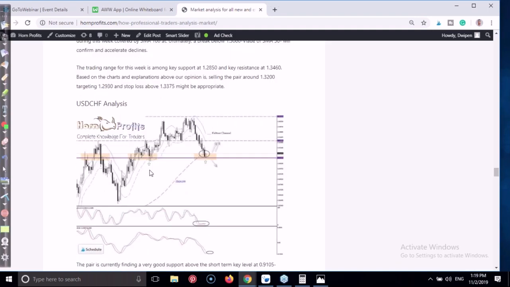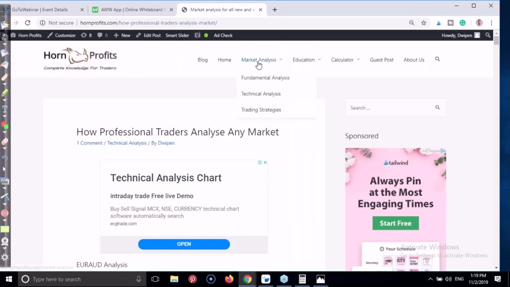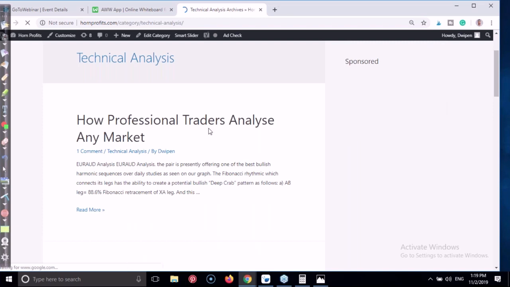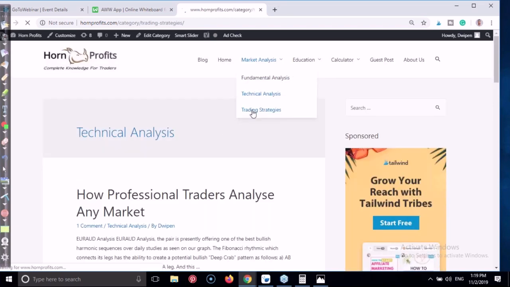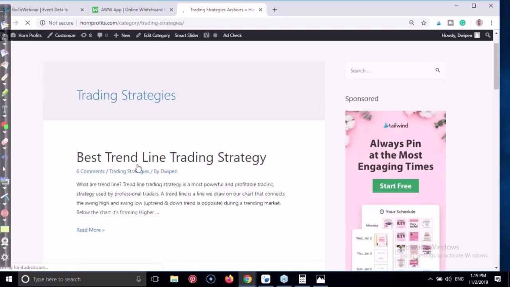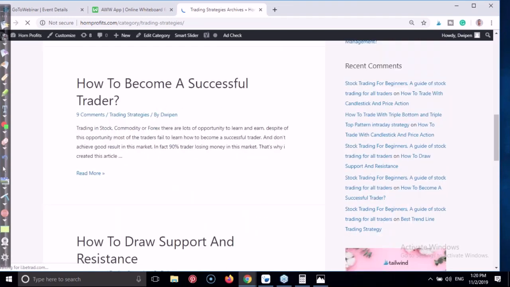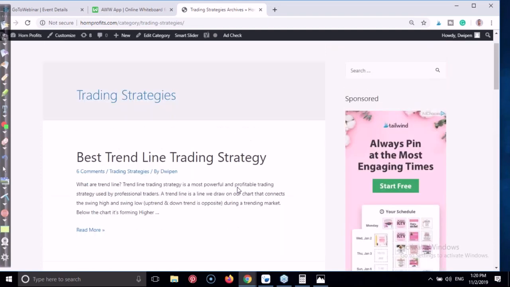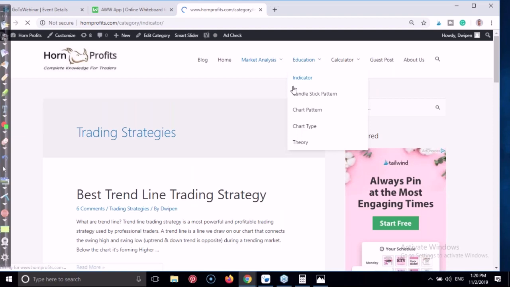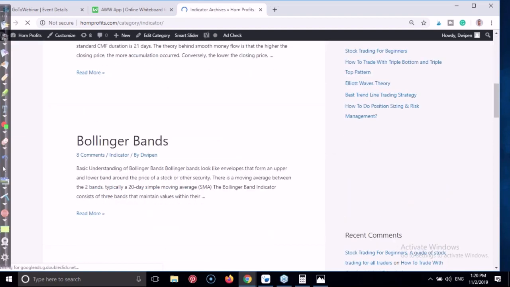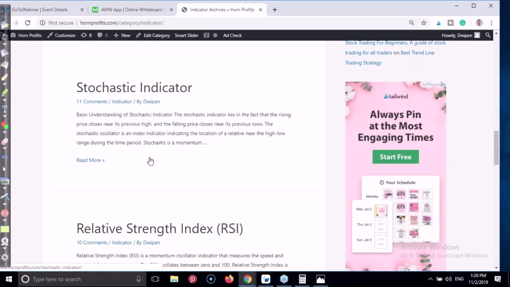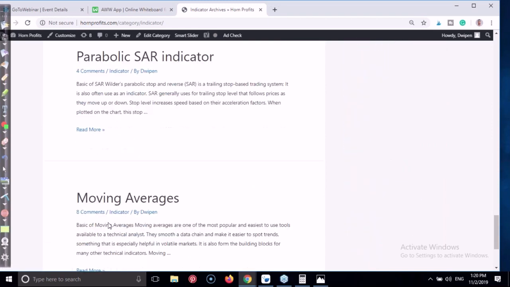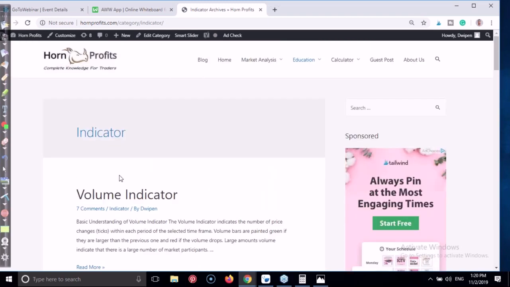You just read properly, and if you want to read various types of trading strategy, you just visit here: market analysis, technical analysis. I already posted various types of trading strategy, how professional traders analyze any market. Go to trading strategy and you'll find the best trend line trading strategy, how to do position sizing and risk management, how to become a successful trader, the trading system we need, how to draw support and resistance. If you want to read more about the indicators, you just click on indicator. All indicators are available: Bollinger Band, ATR, Stochastic, RSI, CCI, Aroon, parabolic chart, moving averages. I'm writing very clearly here so new people can understand.